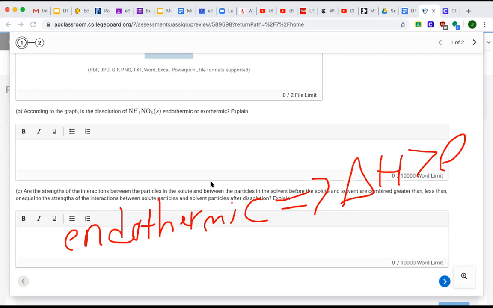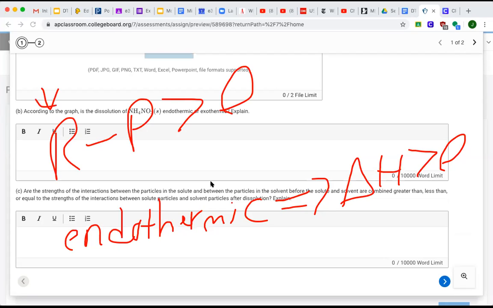So think about this as a bond enthalpy situation. If you think about it in terms of bond enthalpies, then what that gives you is reactants minus products is greater than 0, because delta H is greater than 0. So that means that you have greater bond enthalpies here.